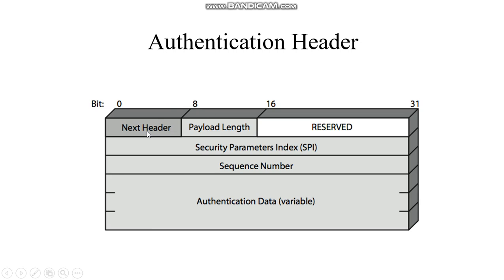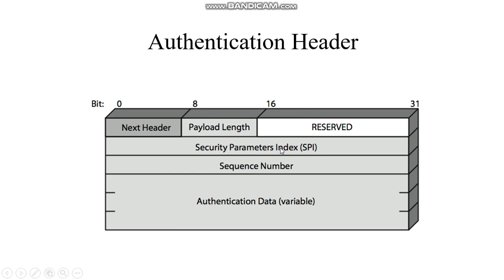So here, next header identifies the type of header that immediately follows this header, and the payload is the data, and the length of that data is given in this field, and the remaining field is reserved for future purposes.